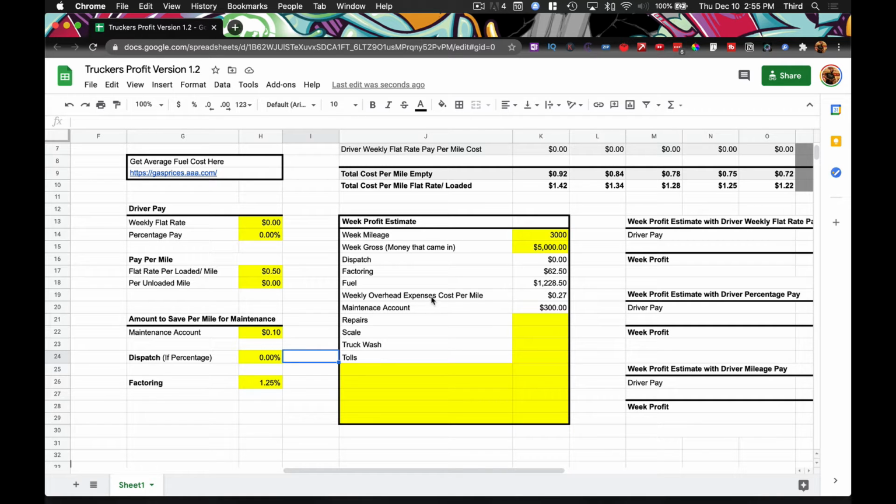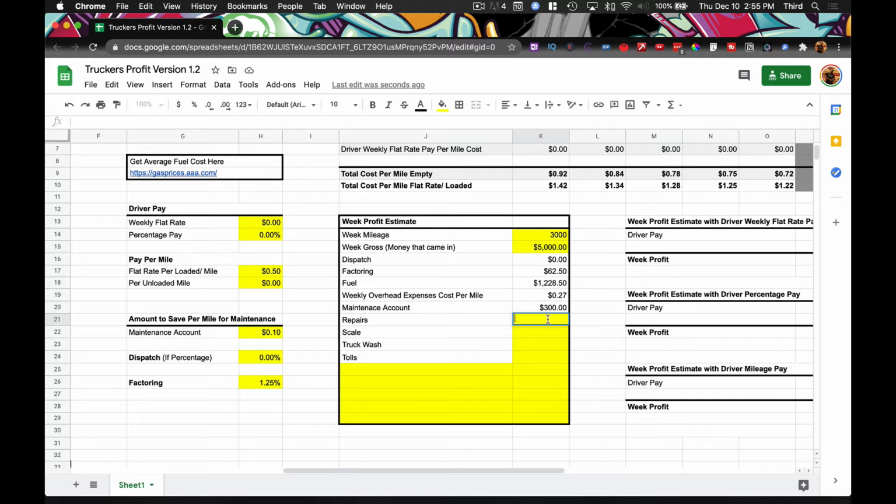Your weekly overhead expenses, cost per mile. So this is what you're going to be paying per mile to cover the overhead of the operating costs of the truck. And then you've got your maintenance account, how much money you're going to be putting in your maintenance account.